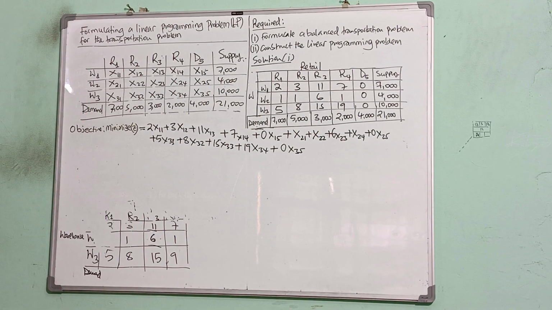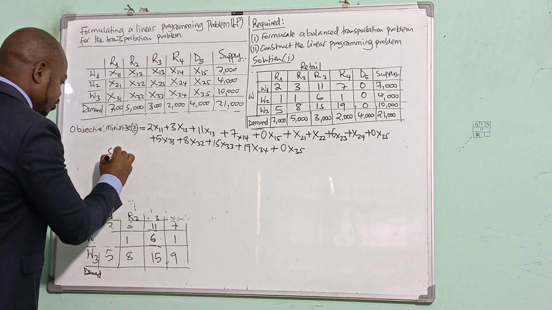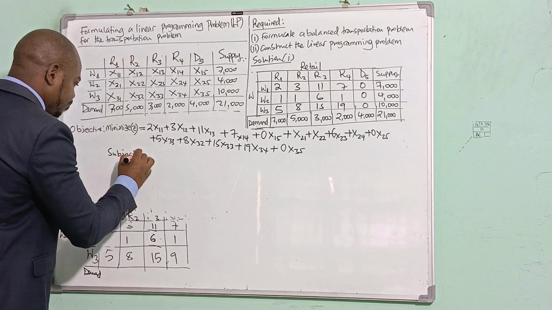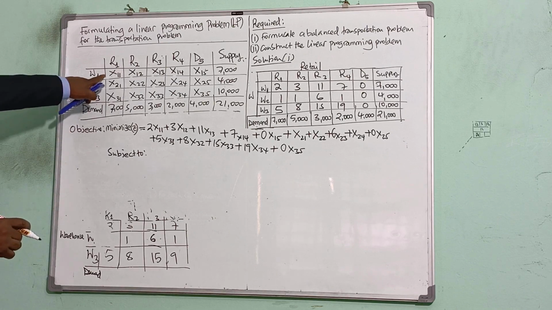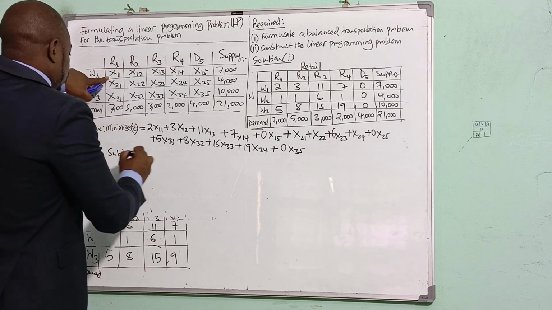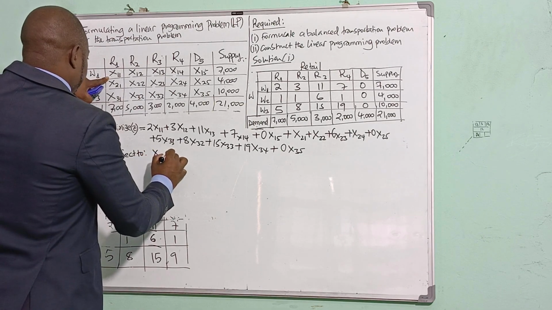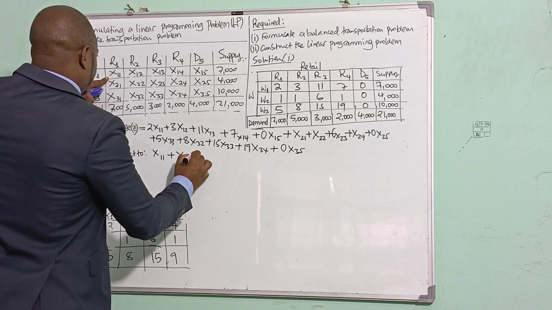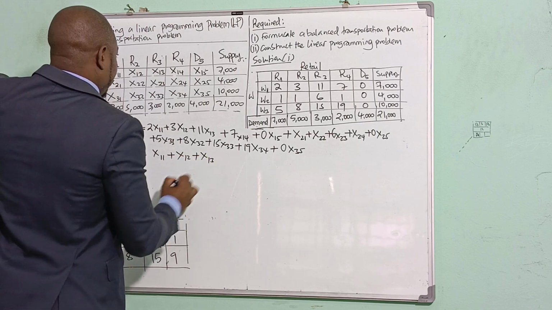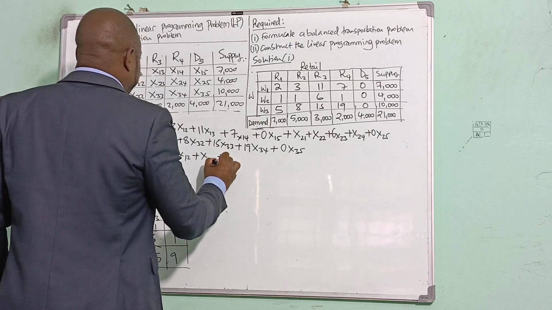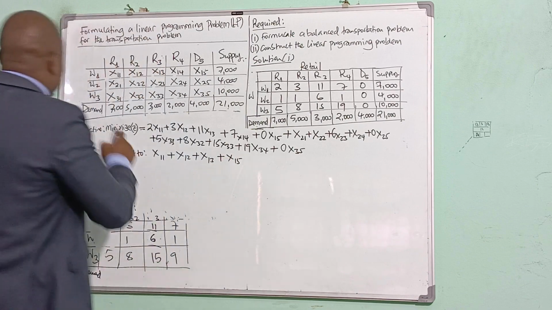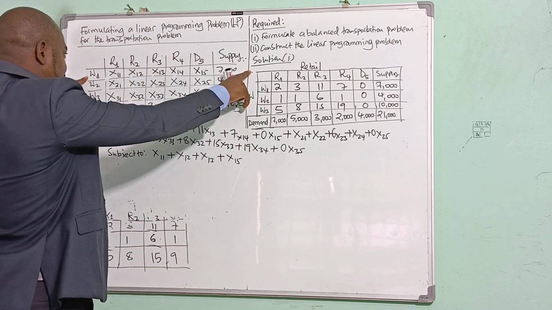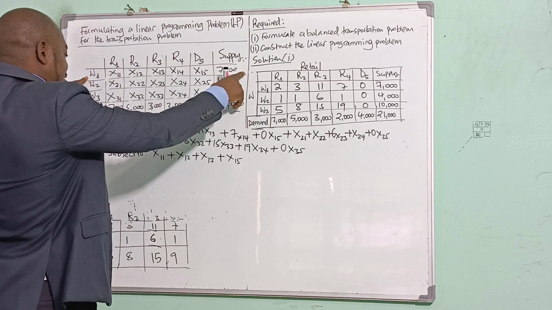Now we need to come up with the constraints, and then the constraints we simply say subject to. Okay? Subject to. Now subject to, we're basically looking at these ones now. Okay? So we have x11 plus x12 plus x13 plus x15. This is as with regard to the supply, like that.